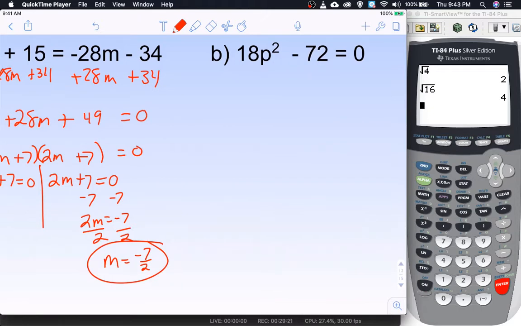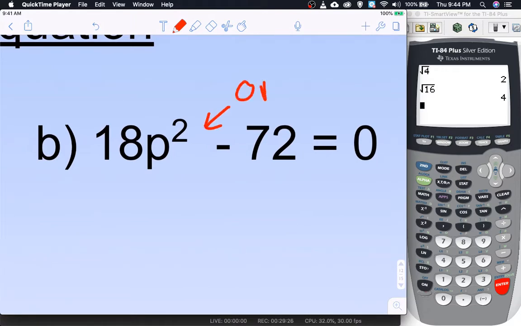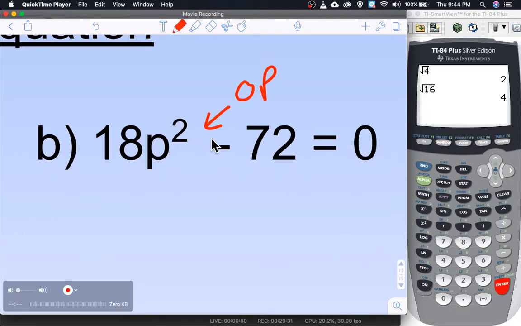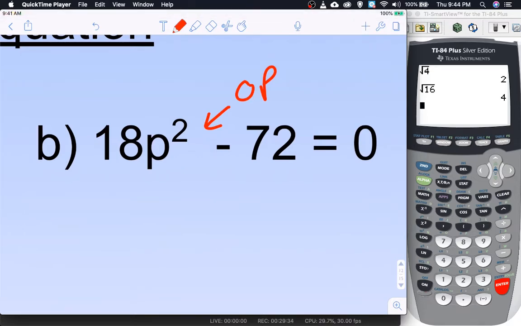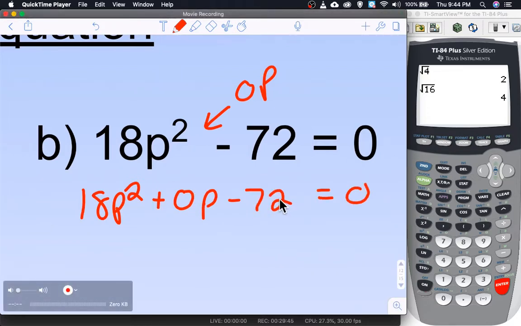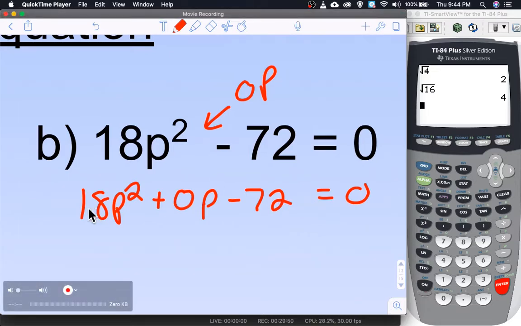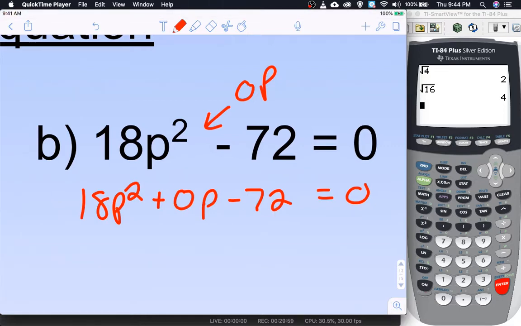Letter B. This one is one of those guys that doesn't have a middle term. There's 0 p's in the middle, not OP, it's not overpowered, it's 0 p's. So also, if I'm going to rewrite this, I'm noticing that my first and last terms are not perfect squares, which is fine. I can factor like it is. But I also notice that 18 and 72 have a common factor that I can divide away. I can make these numbers smaller, which just makes it easier to factor.